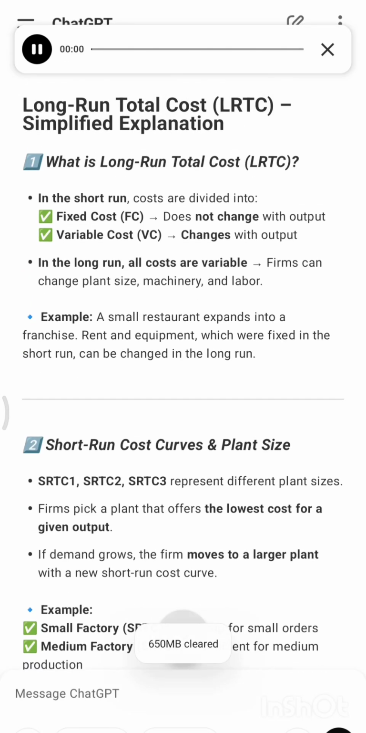Long-run total cost, LRTC, simplified explanation. What is long-run total cost, LRTC? In the short run, costs are divided into fixed cost, FC, which does not change with output, and variable cost, VC, which changes with output. In the long run, all costs are variable.